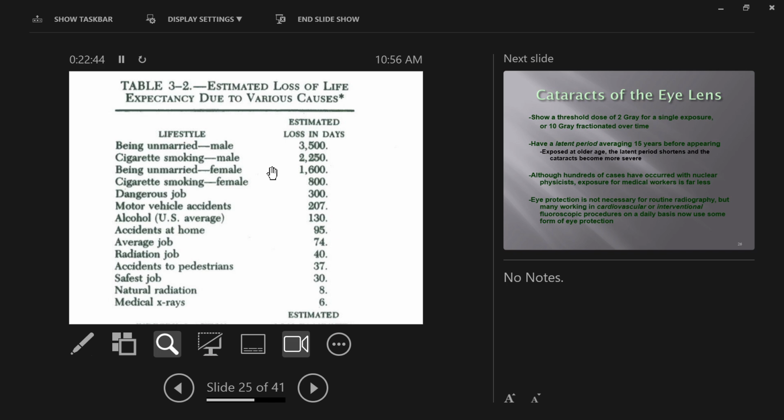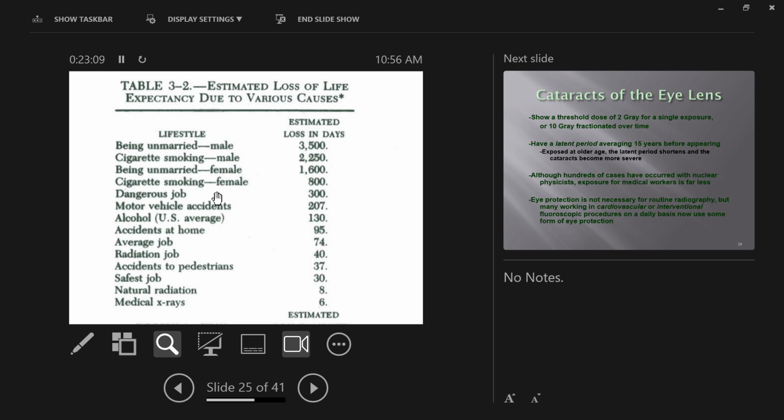For similar reasons, you're more likely to undergo riskier activities being unmarried than married, based on this study. Cigarette smoking, male versus female: 2,250 days lost for the male, versus roughly 800 days lost for the female. They don't give a good explanation in this. They're just plotting the data and giving us an answer.